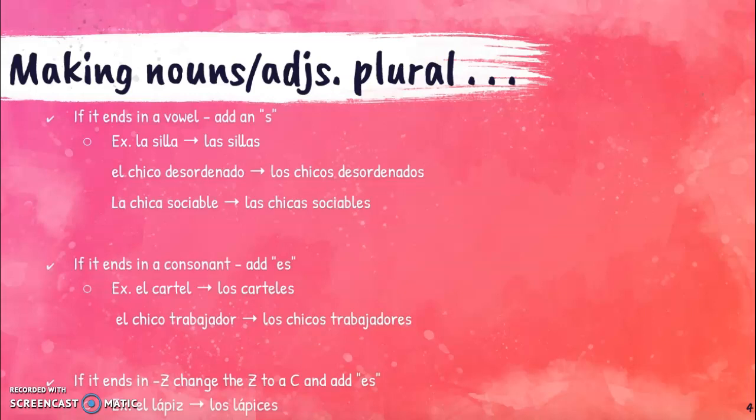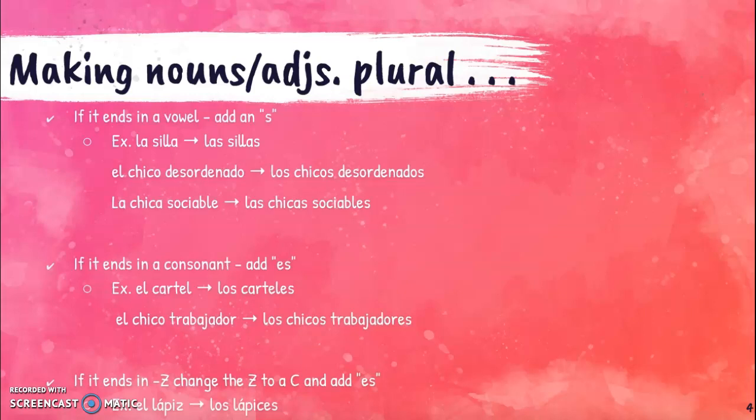So the most common example of this is el lápiz, or the pencil. So if we were going to make it plural and talk about the pencils, el is going to change to los, and then the Z will change to a C, and we will add ES to the end. So el lápiz turns to los lápices.